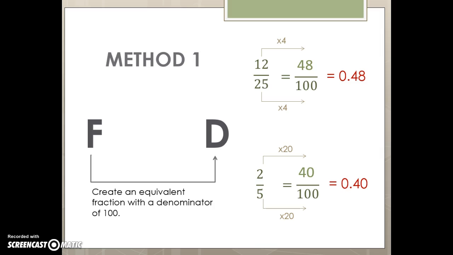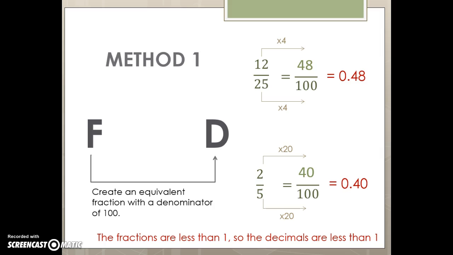So for example, 6 does not go into 100. 7 does not go into 100. So when you come across those fractions with a number that does not go into 100, you have to do a slightly different process. And that's what we're going to talk about next. That's going to be method 2.